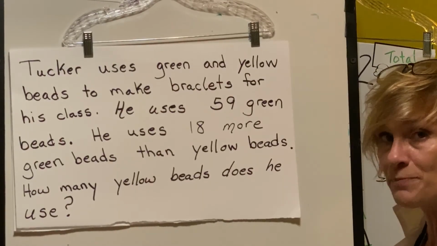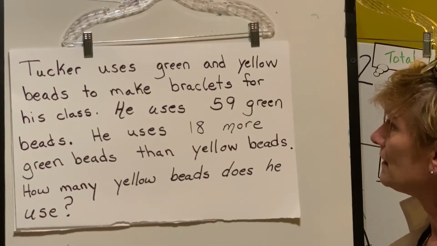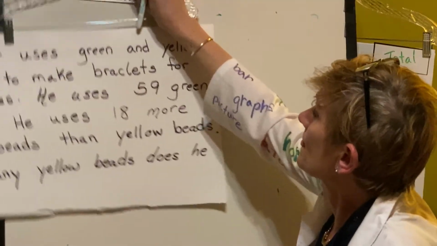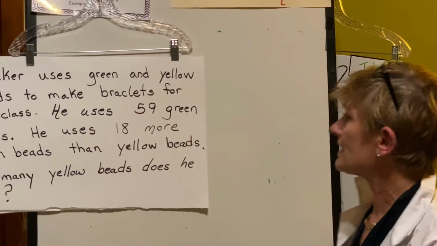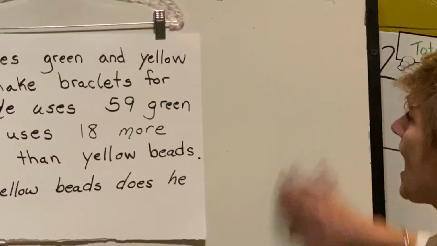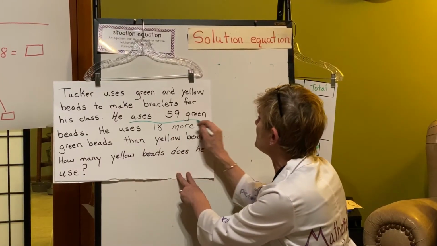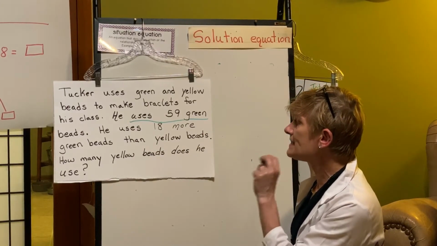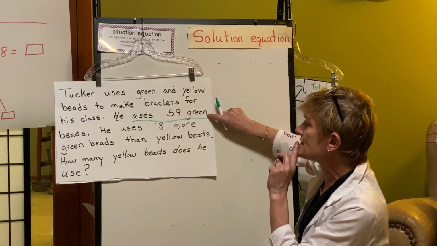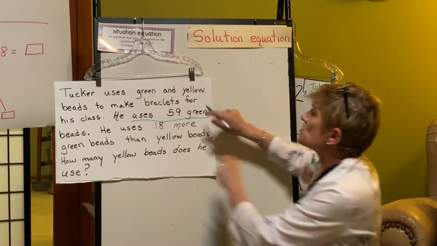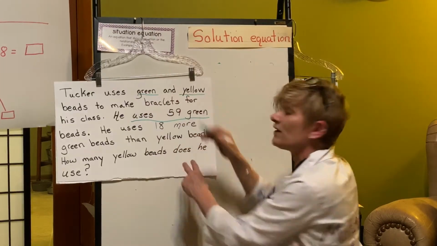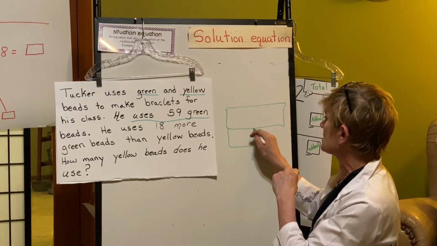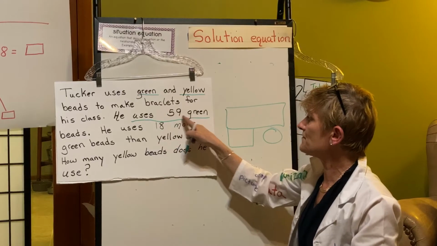So this is one of those word problems we have to really think. Tucker uses green and yellow beads to make bracelets. That's important. He's making bracelets. He uses 59 green beads, so he uses 59 green ones. And it says he uses 18 more of these green beads than his yellow beads. So they're talking about green and yellow, and we're comparing them. So I know that I'm going to pull my comparison bar out.